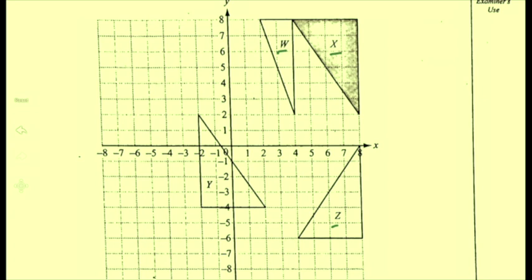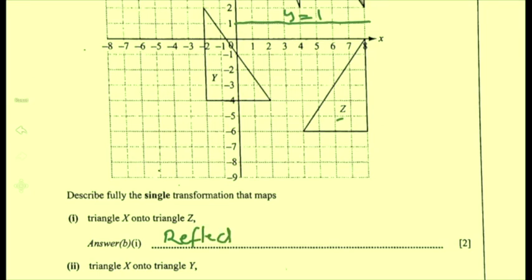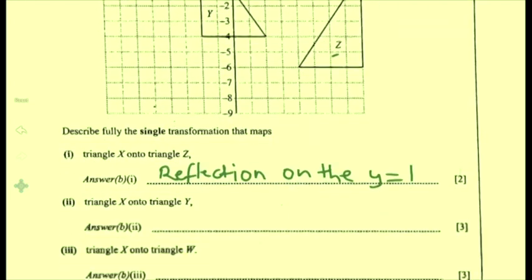If you look at the two triangles, you should see that actually the line y equals 1 is your mirror line. So you can then describe that transformation from X to Z. Describing it here, you will say it's a reflection on the line y equals 1. So it's a reflection on the line y equals 1.